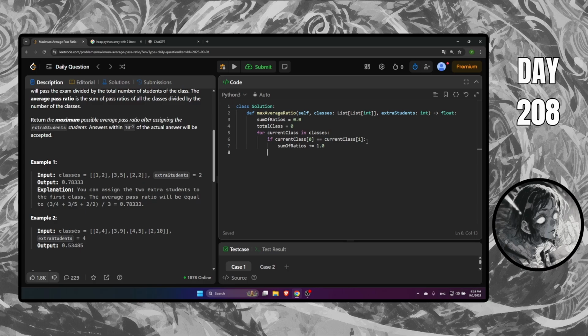I don't know if I always need to work with, but here, if the number of students that are gonna pass is equal to the number of students that are gonna take the test, it doesn't matter how many students I add because it's not gonna make a difference.